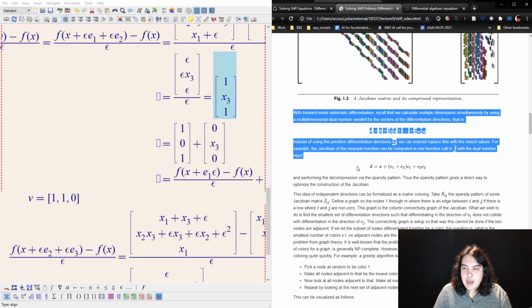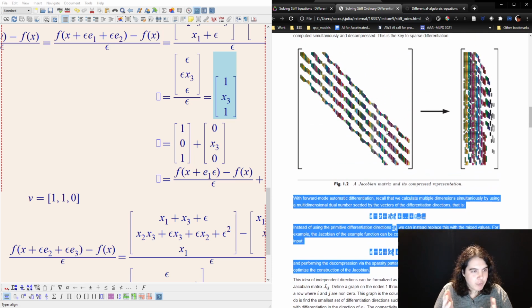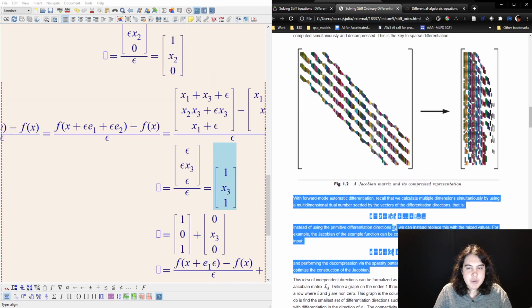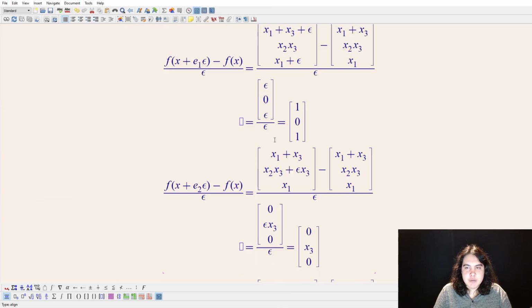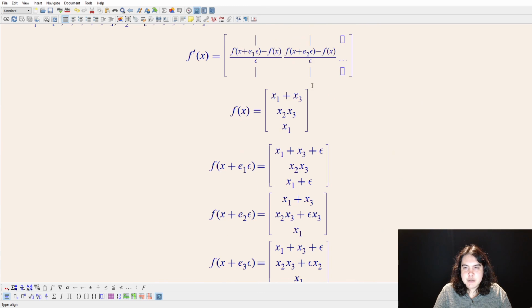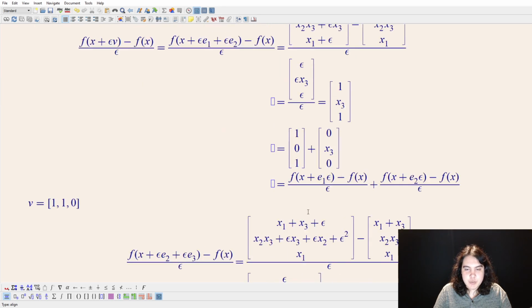So how do you know whether a direction is good, right? Well, what you want to do is make sure that you don't mix perturbations, right? What's another way of saying you're mixing perturbations? Well, let's look at the sparsity pattern of this function. So let's see. Let's write down the full Jacobian.